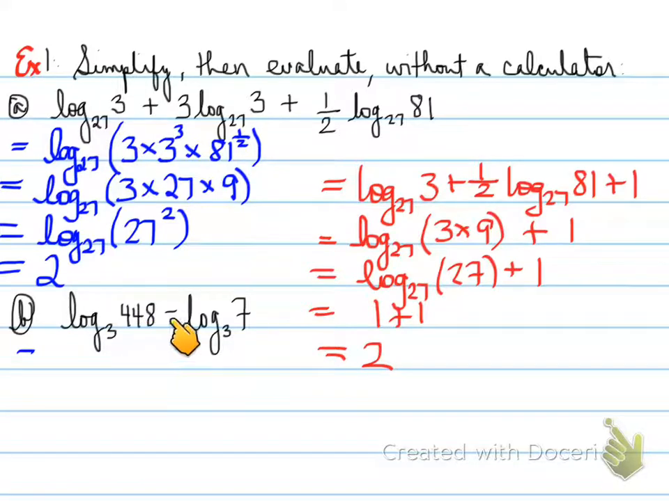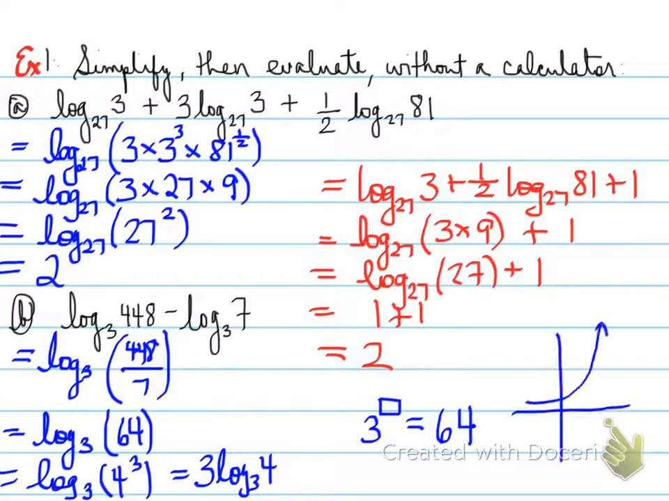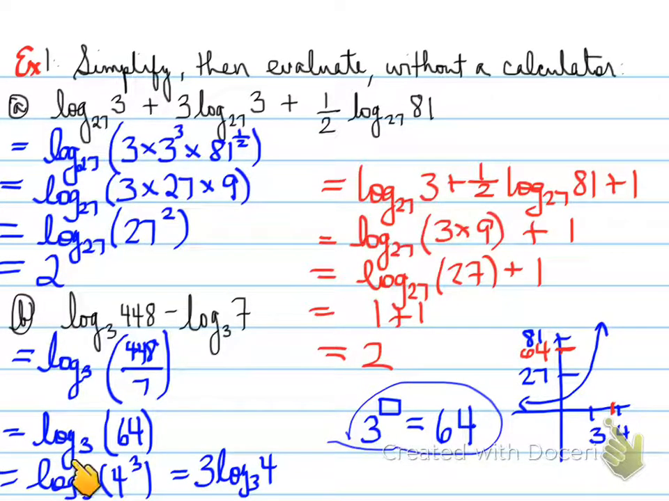Log base 3 of 448 minus log base 3 of 7. So, using the quotient law, 448 divided by 7 is equal to 64. And then you'd simplify this to log base 3 of 4 to the 3, which is 3 log base 3 of 4. Now, how would we figure out what that value is? Let's say if you needed to approximate it. So looking at this, where did I get this statement? Well, that's saying this here, 3 to the power of something is equal to 64.